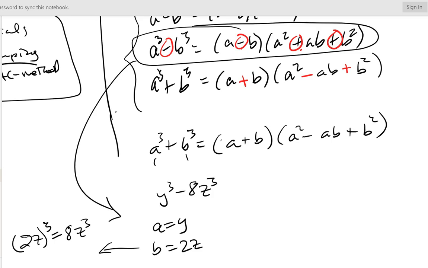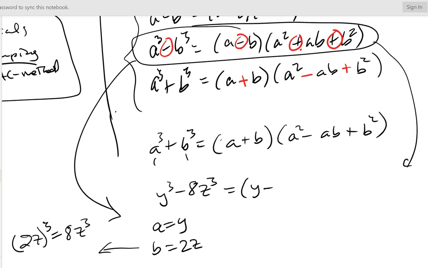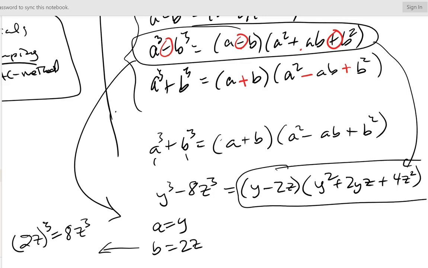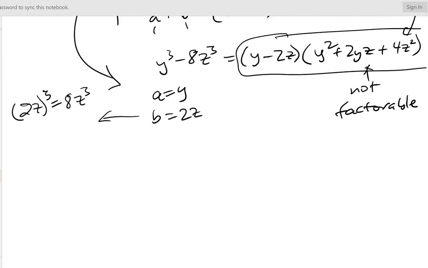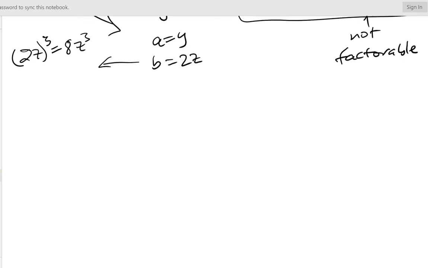So wherever you see an a, you put y, so I'm looking at this formula here, and then wherever you see a b, you put a 2z, so y minus 2z times y squared, that's the a squared, and then plus ab, so plus 2yz, and then plus b squared, plus 4z squared, that's b squared. And there you go. Now, the second one's never factorable. It's not factorable. So if you're going to use the difference or the sum of two cubes, this second term is not factorable.